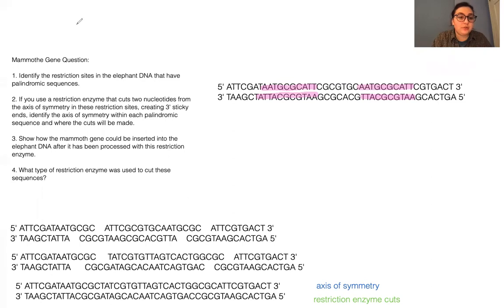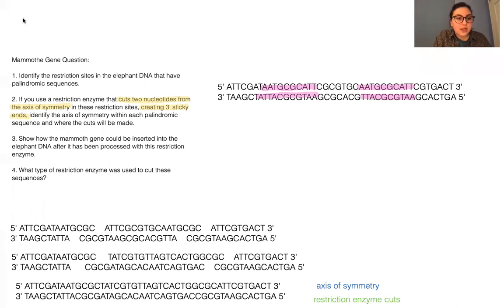So if you're using a restriction enzyme that cuts two nucleotides from the axis of symmetry in these restriction sites, creating 3' sticky ends, identify the axis of symmetry within each palindromic sequence and where the cuts will be made. So some important things we want to pull out of this question is that we have a restriction enzyme which cuts two nucleotides from the axis of symmetry, and that it creates 3' sticky ends. So those are things that we want to keep in mind as we're going through this process.